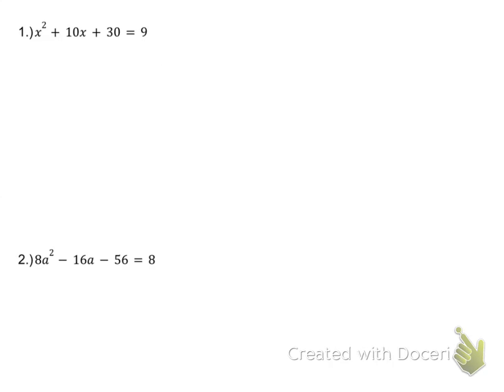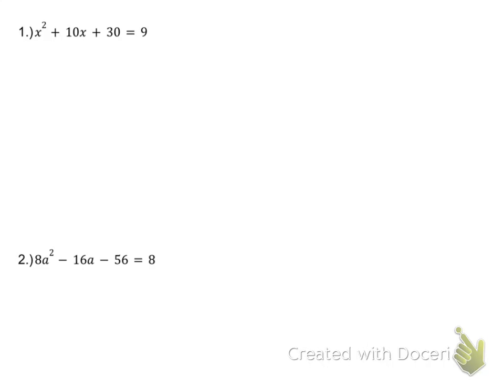Our first problem is x squared plus 10x plus 30 equals 9. So again, we have options. I could bring the 9 to the left side, and then we could try to factor that. Sometimes that'll work, sometimes it won't. I could use the quadratic formula at that point. I could graph the left side, the right side, and look for where they intersect. I could bring the 9 over and graph it and find my zeros. Or we can just complete the square.